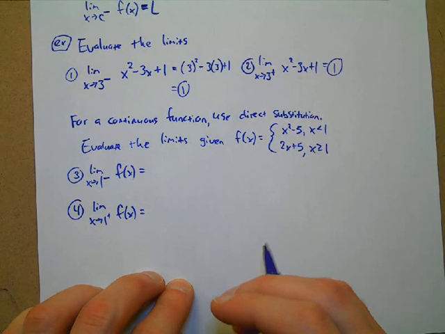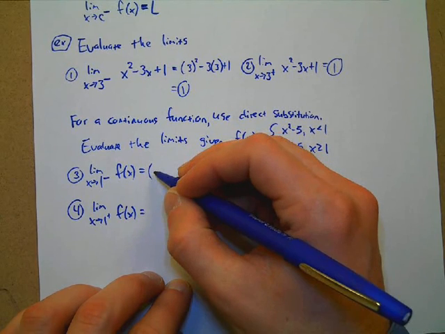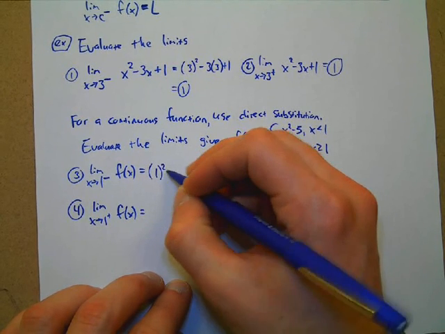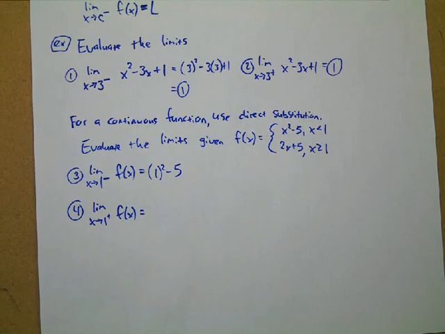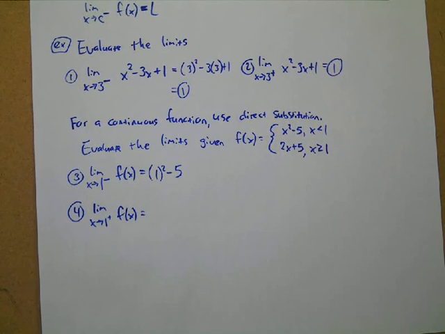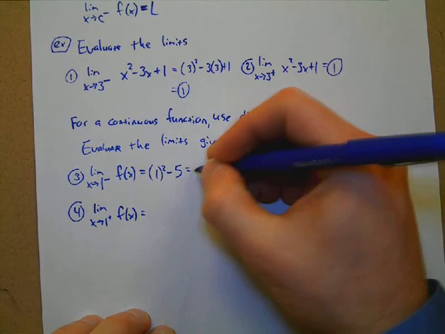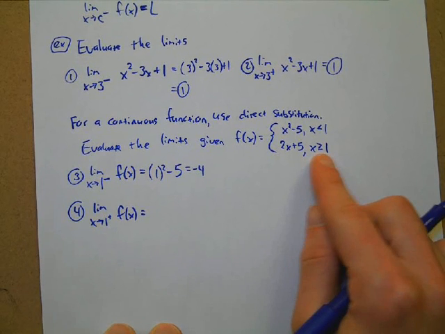We're just going to plug that 1 into the top equation because we're approaching that 1 from the left, and since we're strictly approaching it from the left, we will only consider x values that are less than 1, and therefore we'll only use that x squared minus 5. So this will be -4. For number 4, since we're strictly approaching 1 from the right, those are always going to be values greater than 1, so we'll use this bottom one and direct substitute, like you said. And so we get 7.